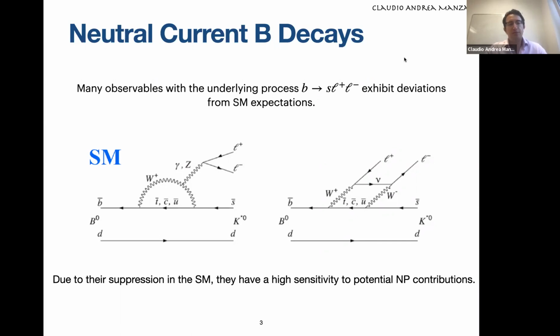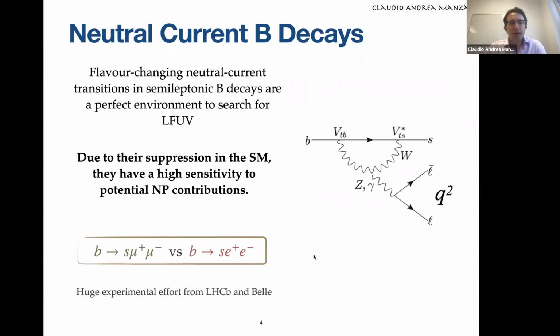In particular, these observables are mediated by flavor changing neutral currents, and therefore within the standard model, they are strongly suppressed, such that they have a high sensitivity to potential new physics contributions. Here, for example, you can see two of the diagrams appearing in the standard model at the loop level. In particular, these observables are the perfect environment to look for lepton flavor universality violations, since we have a pair of leptons in the final state.